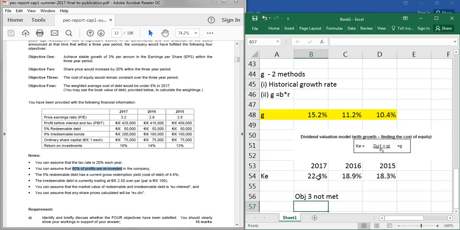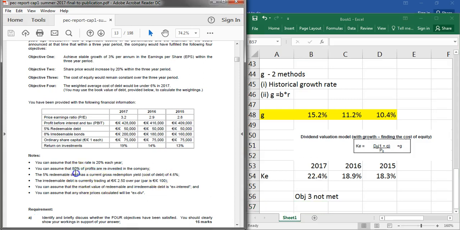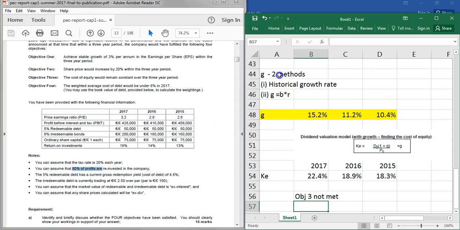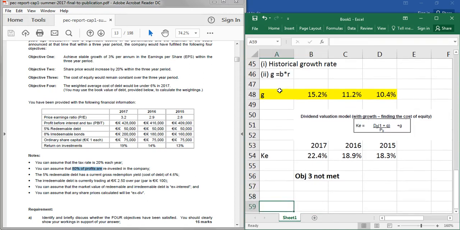What that model requires is calculating the dividend, using the concept of retention ratio and your payout ratio, and then being able to calculate the growth rate for dividends. Very tricky question. Right. Now our last objective then is objective 4.